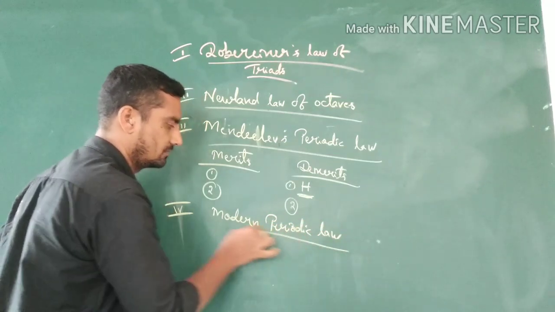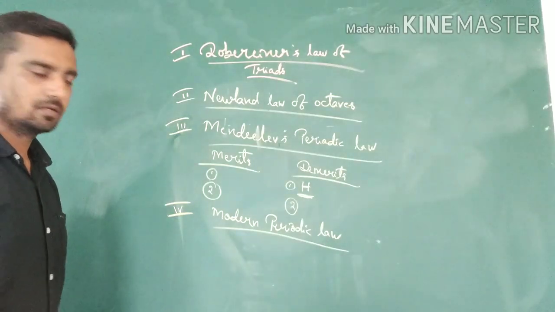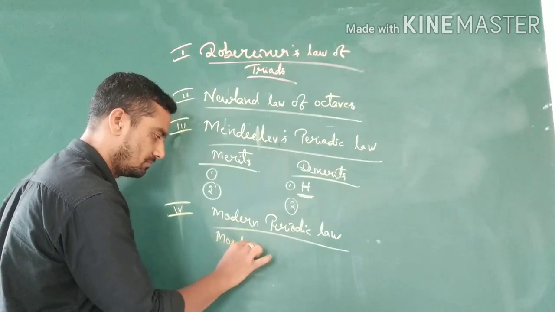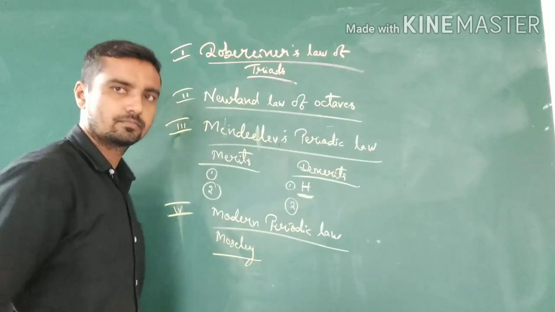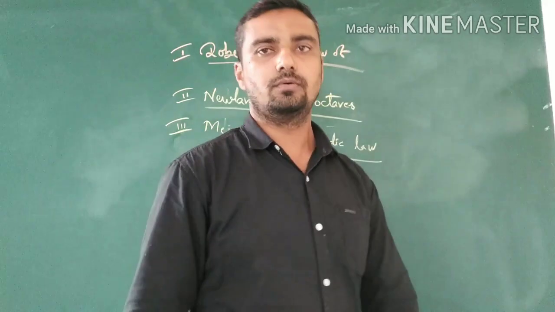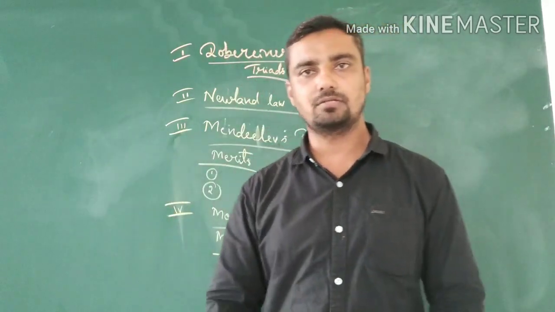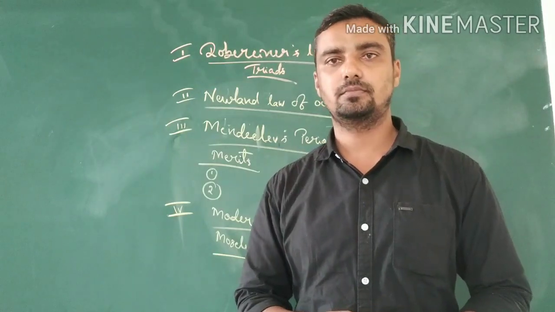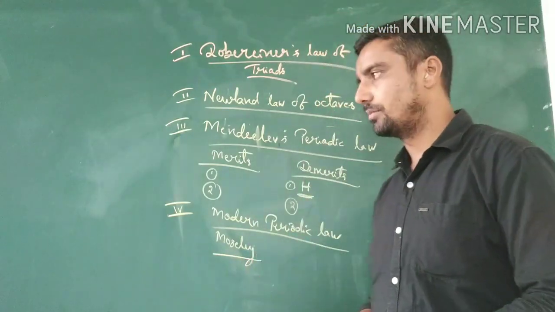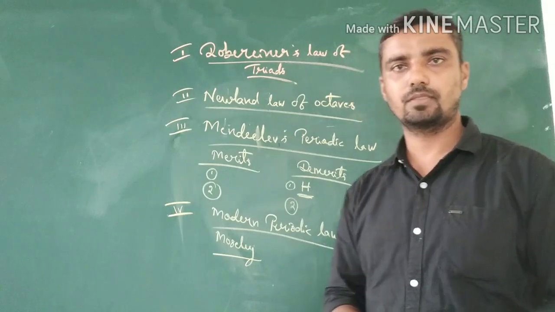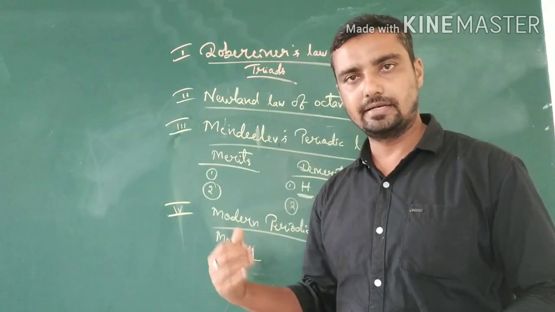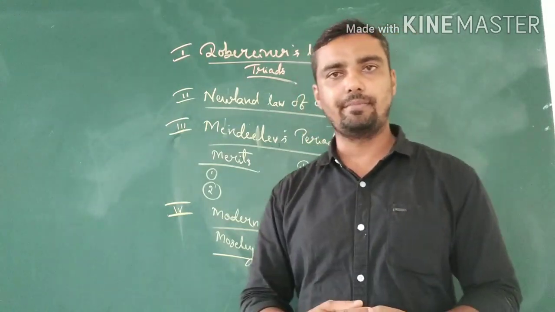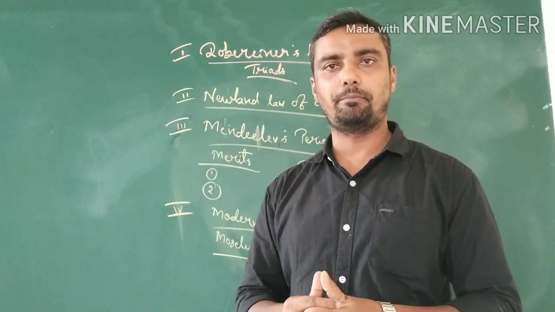Modern periodic law. This one has been proposed by a scientist called Moseley. In this one, the physical and chemical properties of elements are a periodic function of their atomic number. So this one has been proposed by Moseley.